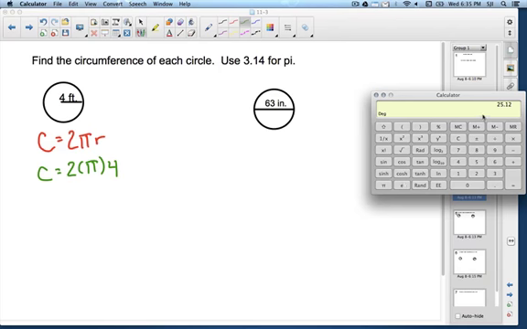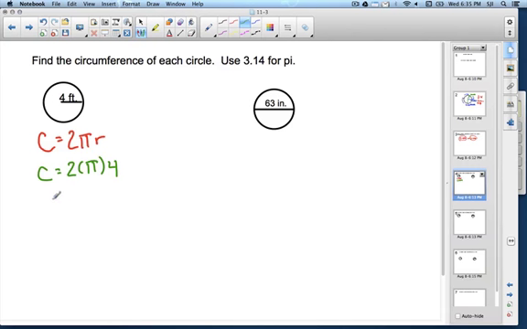And I get 25.12. So the answer for the circumference of this is 25.12 feet. So if you were to walk around a circle that had a radius of 4 feet, you would walk 25.12 feet.